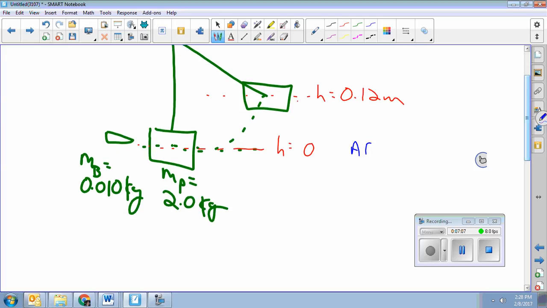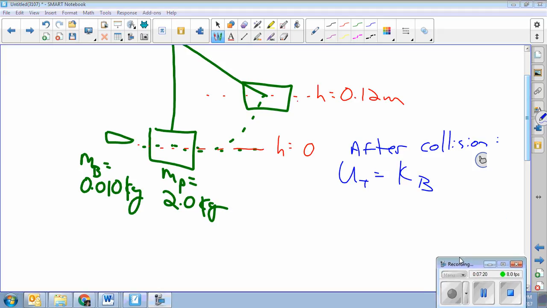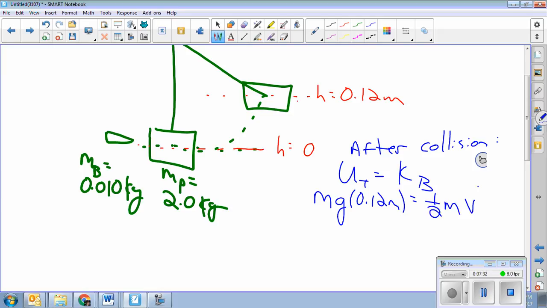Okay, so after the collision, here's what I know. I know that my gravitational potential energy at the top has got to equal the kinetic energy at the bottom, right? So the mass of my system times g times 0.12 meters has got to equal half of the mass of my system times the velocity of the system squared at the bottom. So I guess I should put B for bottom. Follow?